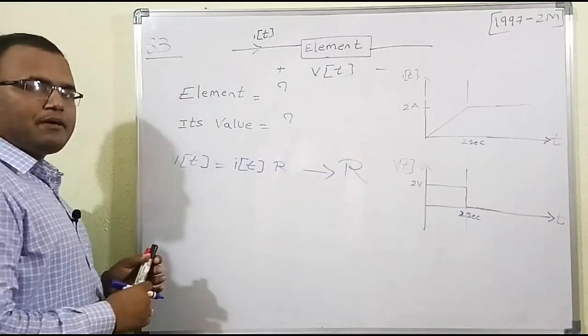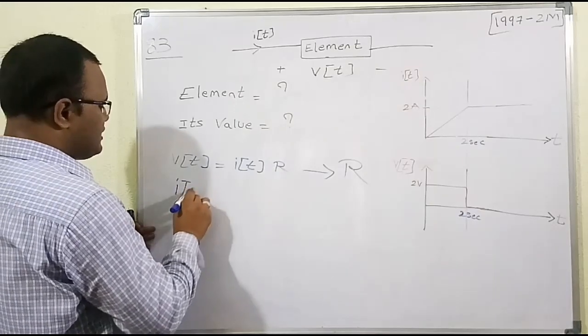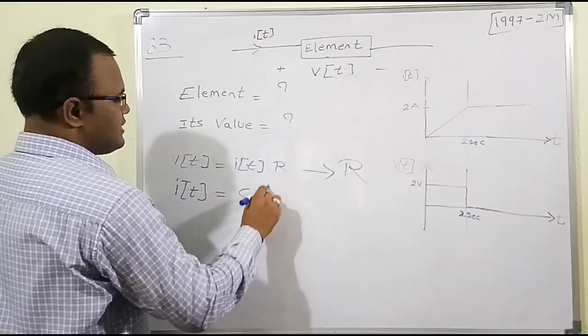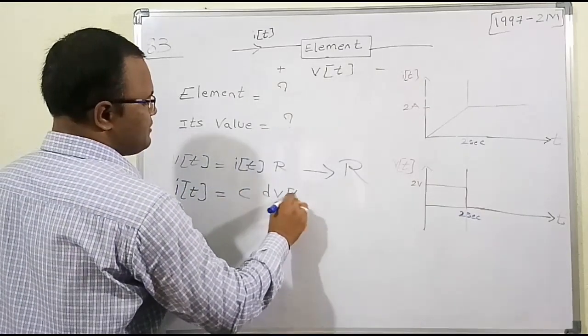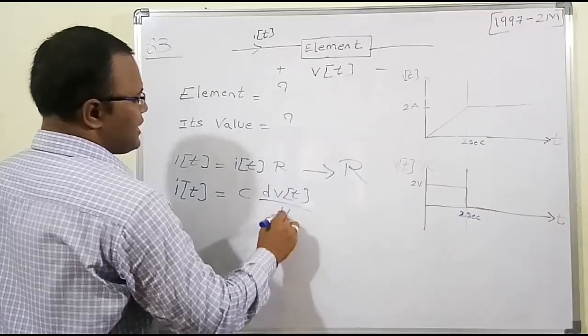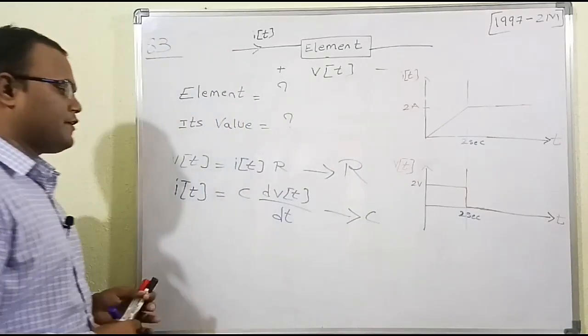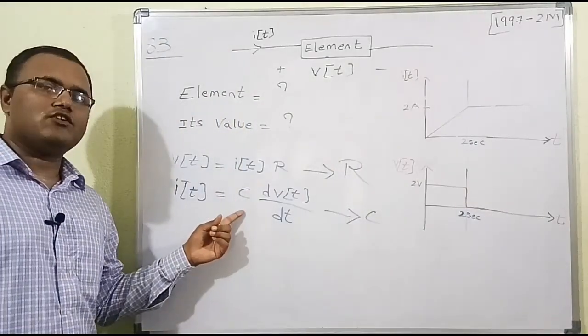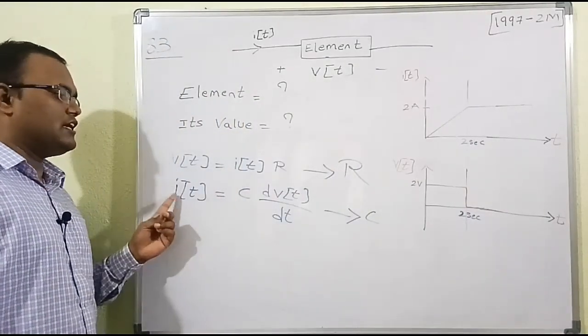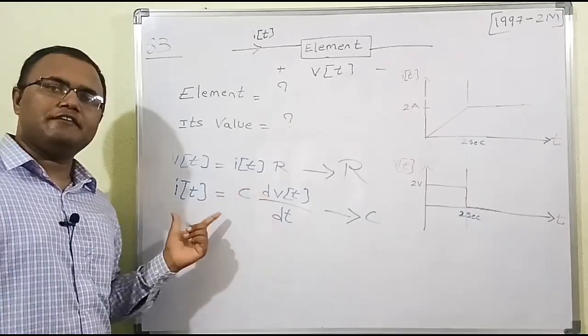Similarly for the capacitor, the equation is i(t) = C dv(t)/dt. This is the voltage and current expression for the capacitor. As C is always constant for a capacitor, the current and the voltage are time varying.